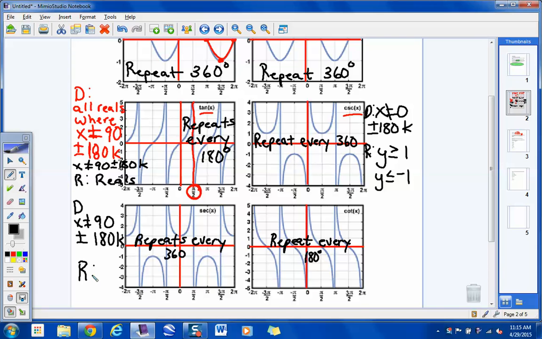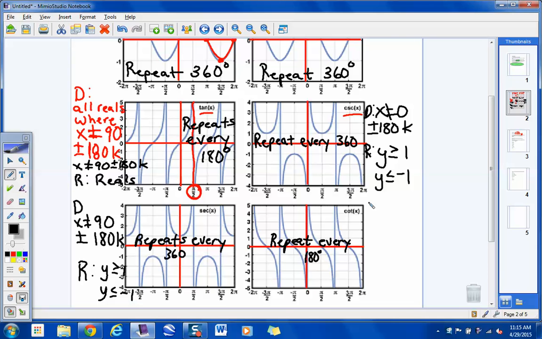How about the range? Same as 1. Y is greater than or equal to 1. Y is less than or equal to -1, right? Good? Alright, last one here then. I'm going to just tell you this right here. The domain and range are going to be very similar to what we had up here for tangent. Let's go ahead and take care of this.